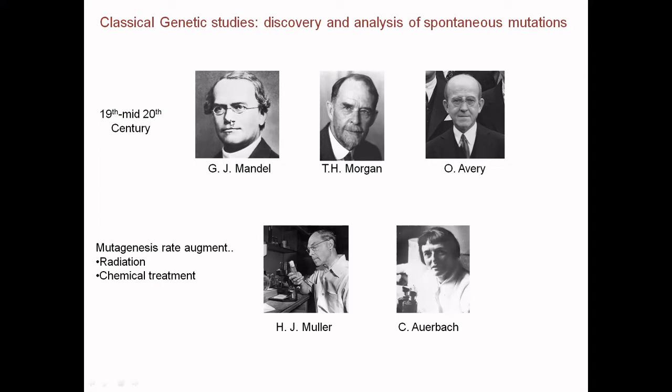Then come to the beginning of the 20th century. Muller is known for the physiological and genetic effect of radiations, and Auerbach discovered that atmospheric gas can cause mutations. So these people, their peers, and the other scientists working in those times, whatever their contribution in the field of science is, it is of classical genetic studies or discovery and analysis of spontaneous mutations.